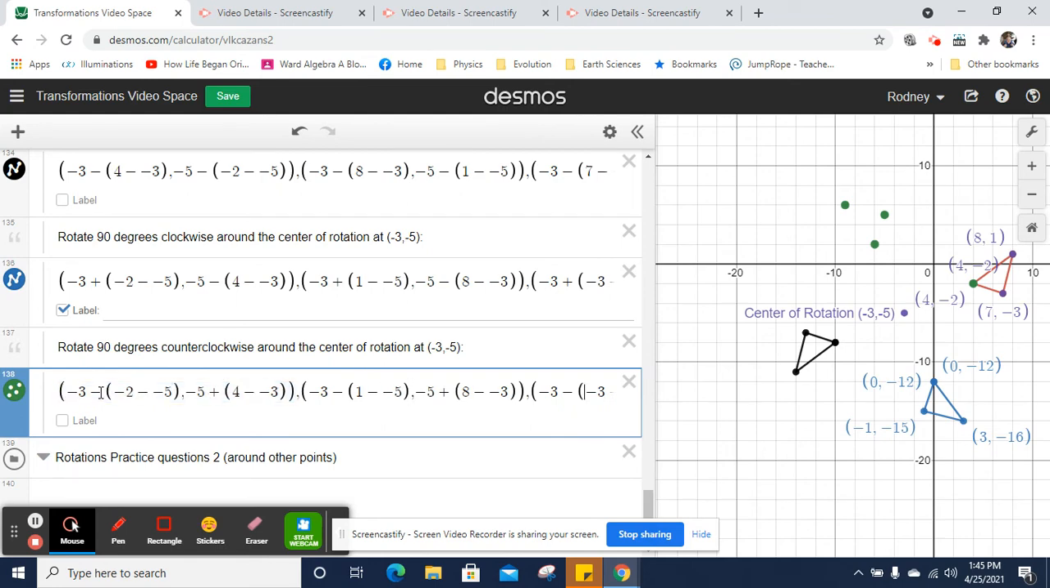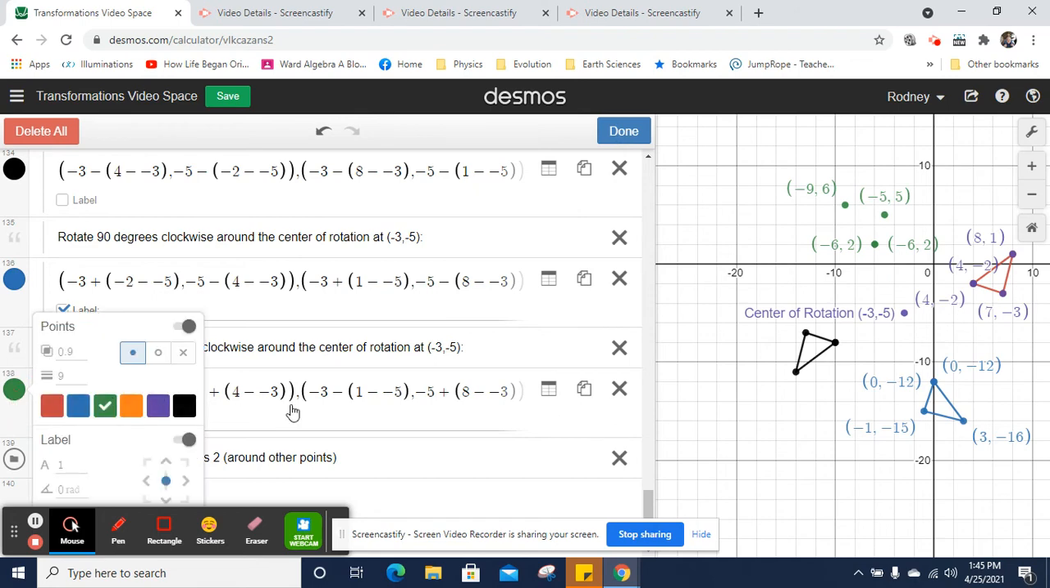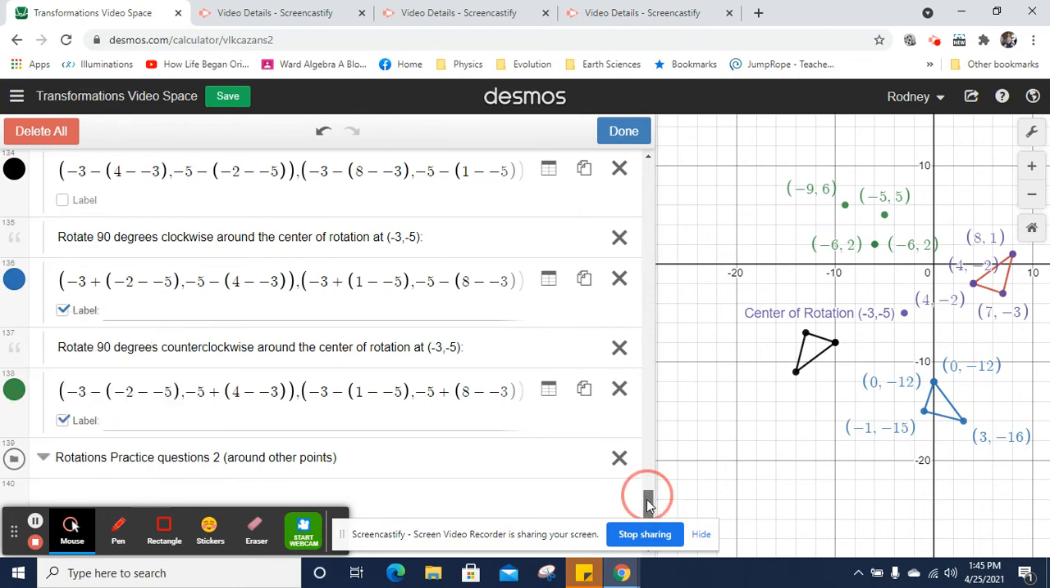Okay, here we go. And there we have it. I have now plotted my 90-degree counterclockwise rotation of my object around that center of rotation. So let's give it lines like a triangle.